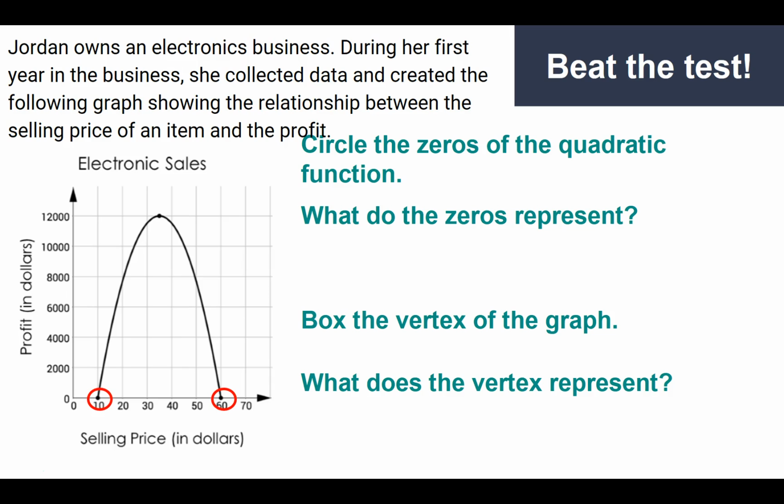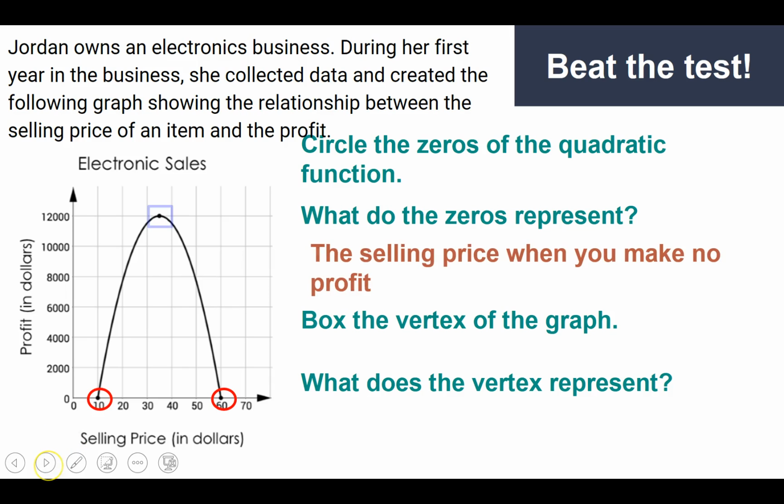It's the selling price of the item when the profit is... Someone over here had it. Did you have it? Is when the profit is what? 0. Yes. So this is the selling price of the item when you don't make any profit. So in her business, should she sell her item for $10 or $60? No, she should not pick that price because she didn't make any money. Okay? She should not sell it for $10 or $60. She made no profit.